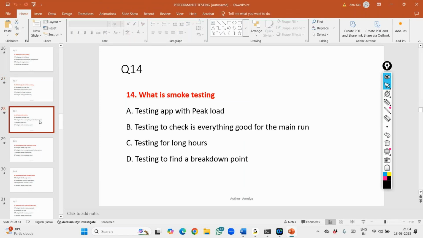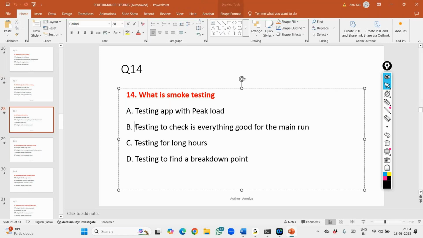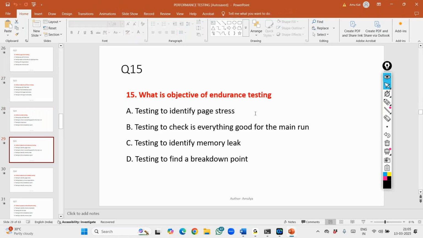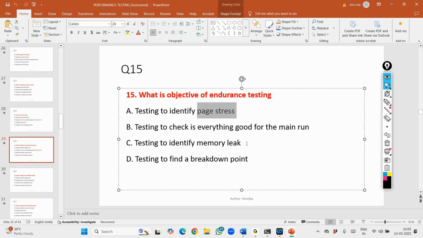And smoke testing. Testing app with peak load for long hours to find the breakdown, or to check everything is good for the main run. Testing to check if everything is good for the main run? Yes, this is the one. We use this type of testing to check whether everything is ready to go ahead with the main run or not. And the objective of endurance. C. Yes. In endurance, we will be identifying the memory leakage and the system stability as well.